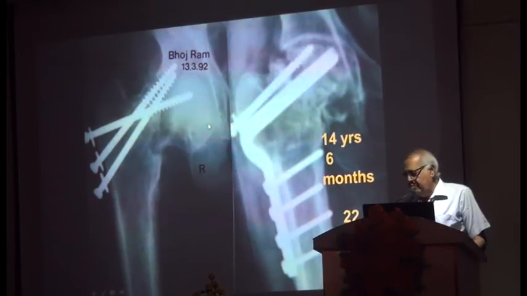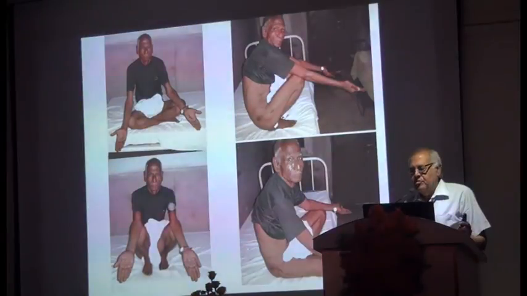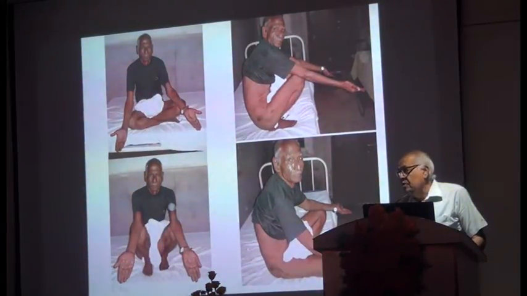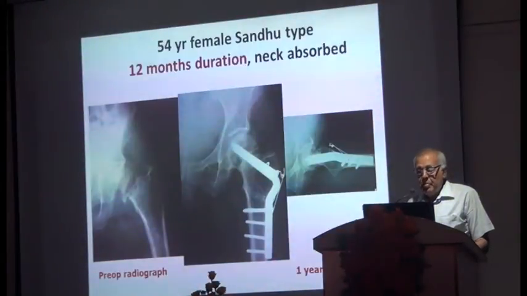14 years, 6 months back, and the patient has excellent function. He can squat, he can sit cross-legged. So uniform collapse, even if it occurs after an osteotomy, this works very well. We have to look into why it is so.